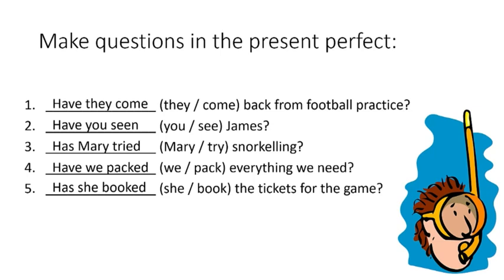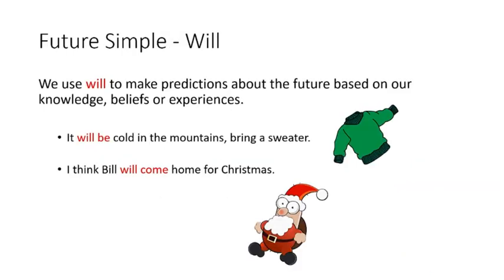Okay, easy, right? Now, let's try to talk about the future a little bit. First, we're going to talk about the future simple, or will. We use will to make predictions about the future based on our knowledge, beliefs, or experiences. For example, it will be cold in the mountains. Bring a sweater. I know, I've been in the mountains. I know it's usually cold there. It will probably be cold again.